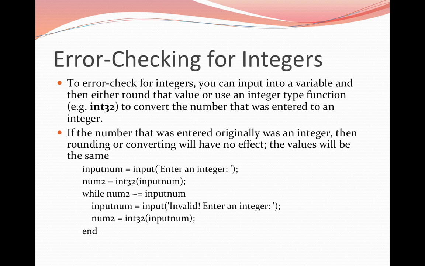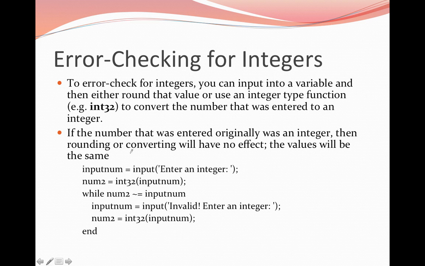To error check for integers, basically what you can do is you can prompt for an integer, you can read it in, but if the user typed in a real number, not an integer, and then you try to round it or convert it to an integer type, if it was a real number to begin with and you round it, then it's not going to be the same as the original number. If it is the same, then that means the user typed in an integer. So if you type in an integer and round it, then it's going to be the same value.